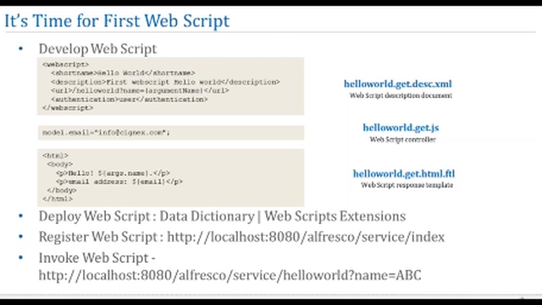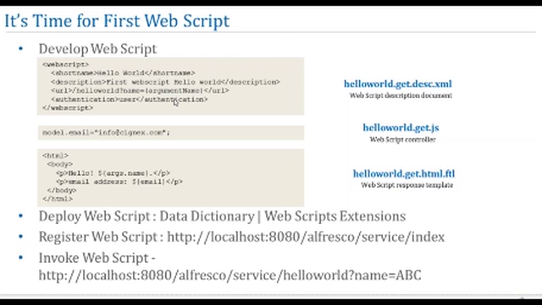So here, first we'll have to develop our web script. The first code snippet that you can see over here is helloworld.get.desc.xml, which is basically our web script description document. Here we have specified the short name for the web script, that is Hello World. Then we have specified the description for our web script, saying that it is the first web script, Hello World. And then we have specified the URL, wherein we have given the URL and the arguments that our web script is expecting. And we have also given the authentication detail, which indicates that in order to access this particular web script, at the minimum we need to have user authentication.